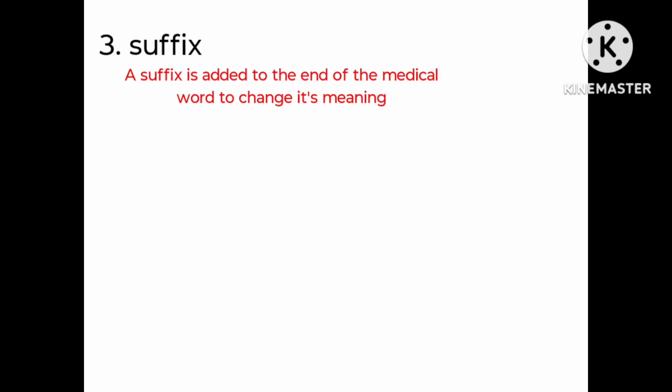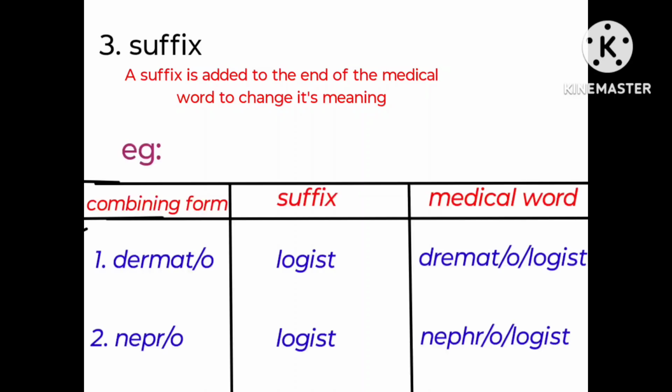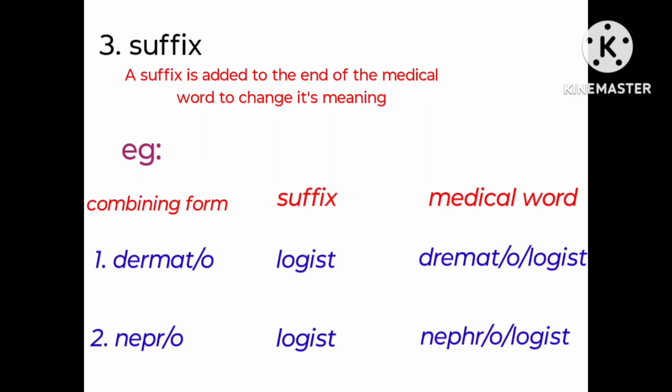Third element of medical word is suffix. Usually in primary schools we have learnt what is the meaning of suffix. A suffix is added to the end of the medical word to change its meaning. Now we'll see some examples of suffix. We will use same combining form and add suffix to it and change its meaning.